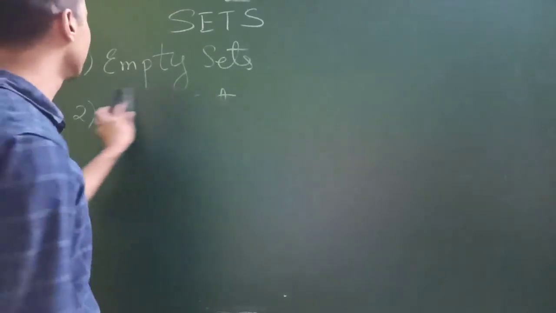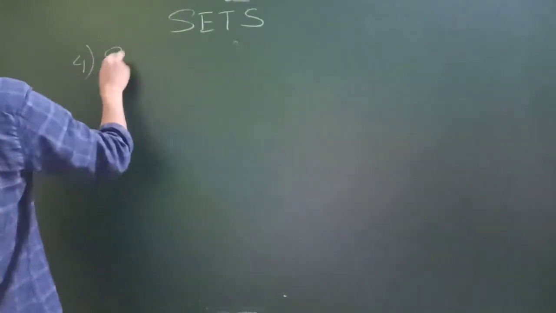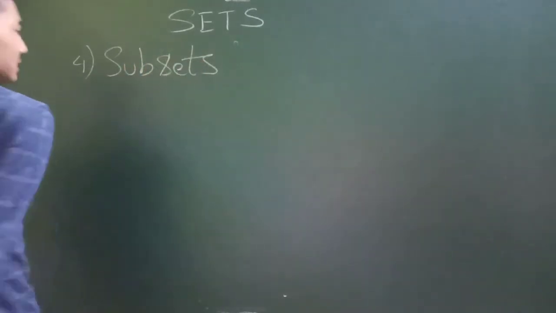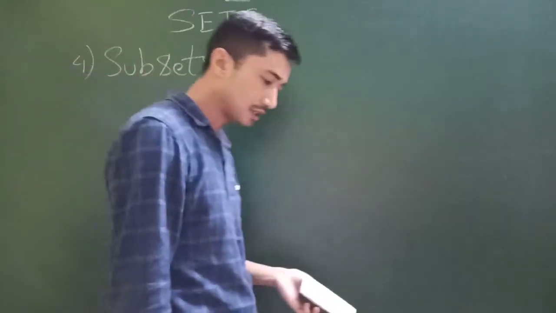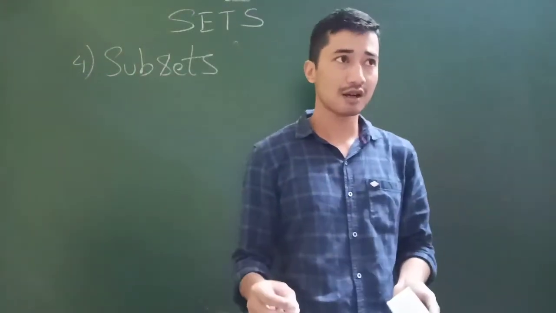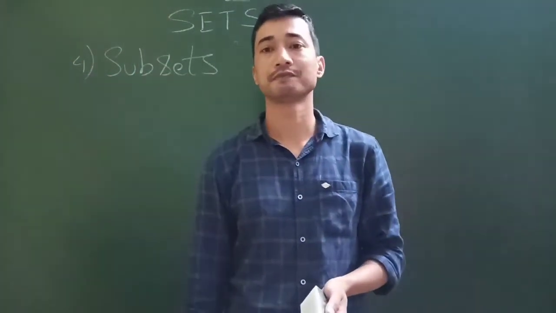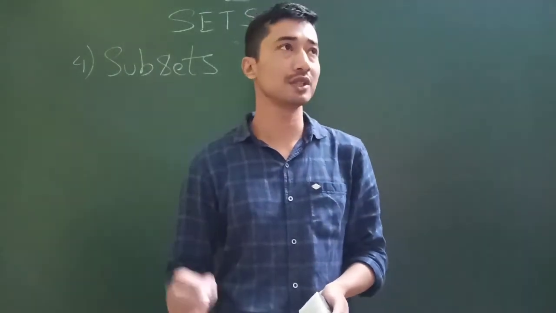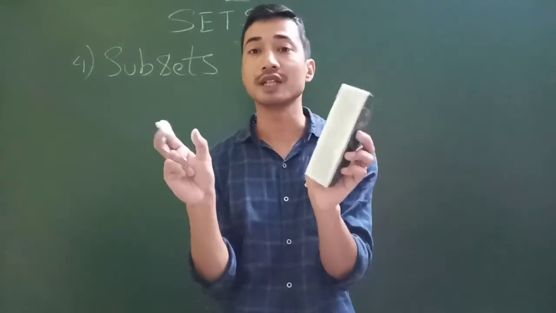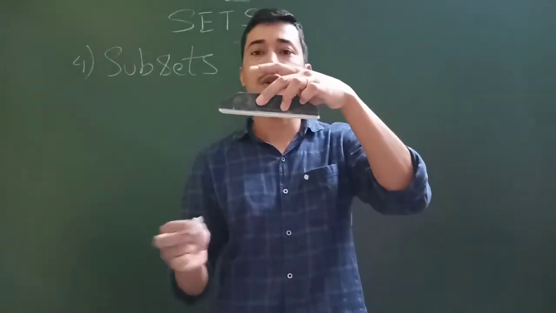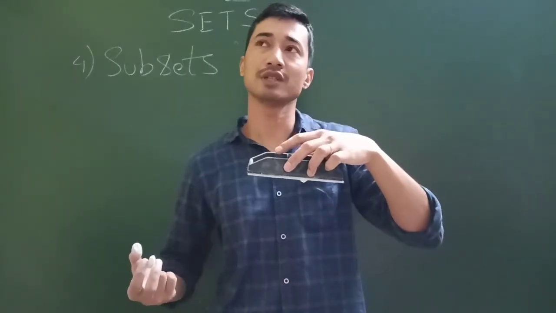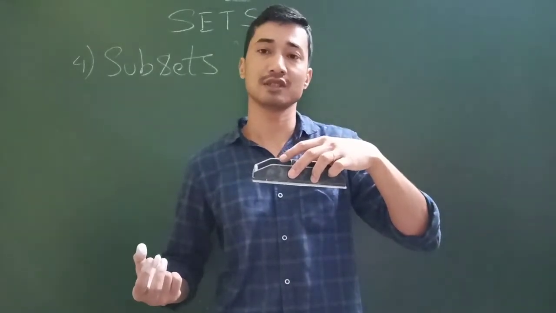Next, another important part would be subsets. What are subsets? Subsets are sub of sets, small branches of a set. That means you'll have a set and then you'll have small branches of a particular set. Those small branches are called subsets.